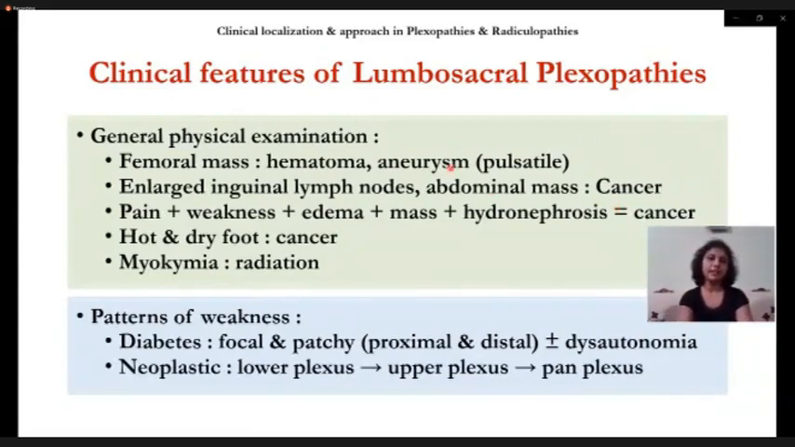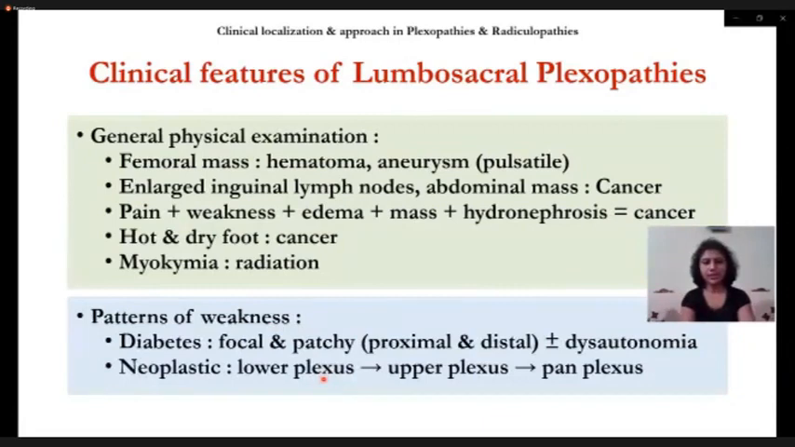The presence of a pulsatile mass may indicate an underlying aneurysm. A hot and dry foot may sometimes be seen because of involvement of the sympathetic trunk as the presenting manifestation of cancer. Myokymia is a characteristic feature of radiation plexopathy, but this is not a very sensitive sign because it is seen in only about 60% of the patients, and its absence does not really exclude a radiation plexopathy.